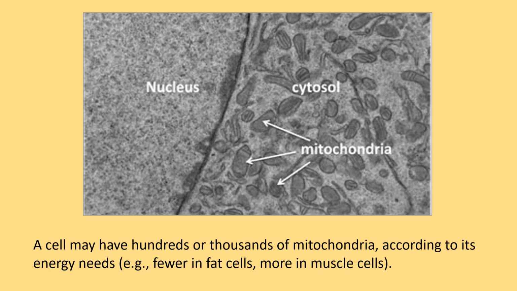So muscle cells, for example, have a huge demand for ATP. They are some of the most metabolically active cells in our body. So muscle cells will have thousands of mitochondria, and we can contrast that with a fat cell. Fat cells aren't particularly metabolically active. They need to maintain homeostasis, so they do have some mitochondria, but they don't need as much ATP, so they have far fewer mitochondria. Form follows function.